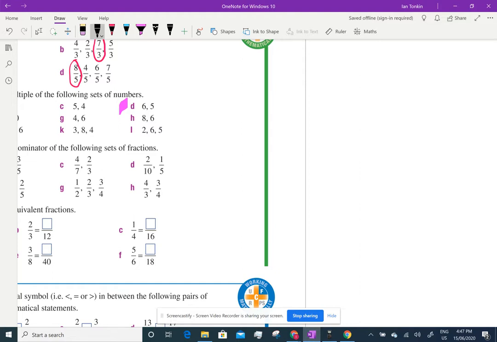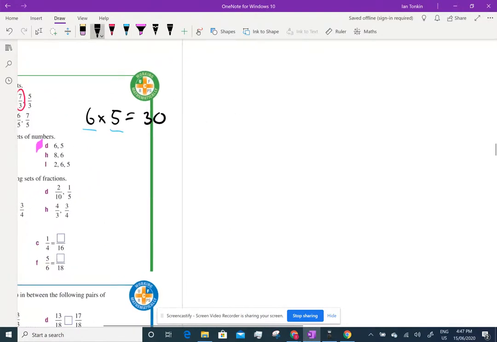Now, I can find a common multiple by multiplying them together. 6 times 5 will give me 30. I know that both of them multiply into that because I've used 6 and I've used 5, but is it the lowest one? People who know their times tables will know that yes, it actually is. If I do my 5 times table, I go 5, 10, 15, 20, 25, 30, and I can stop there because I already know that 6 times 5 is 30.